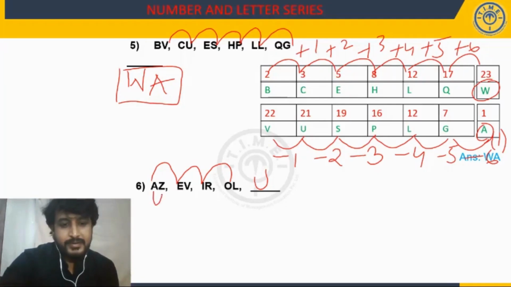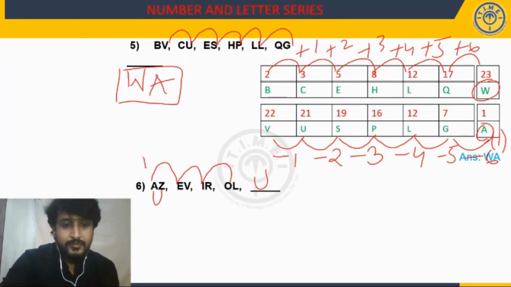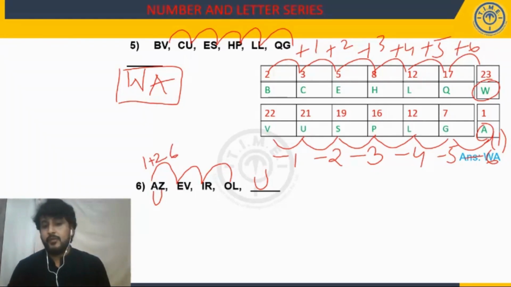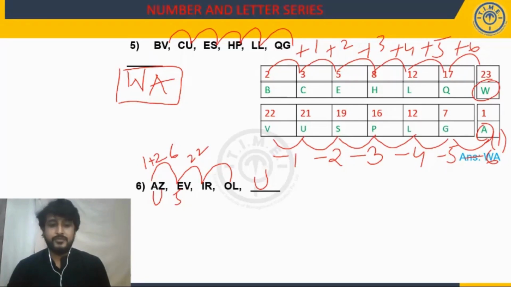A's opposite letter is Z, which we discussed earlier. The sum of the place values of the letters will be equal to 27. A's place value is 1, Z's place value is 26. So 1 plus 26 is 27. So that is an opposite pair. E's place value is 5 and V's place value is 22. So 5 plus 22 is 27. So EV is the opposite pair.